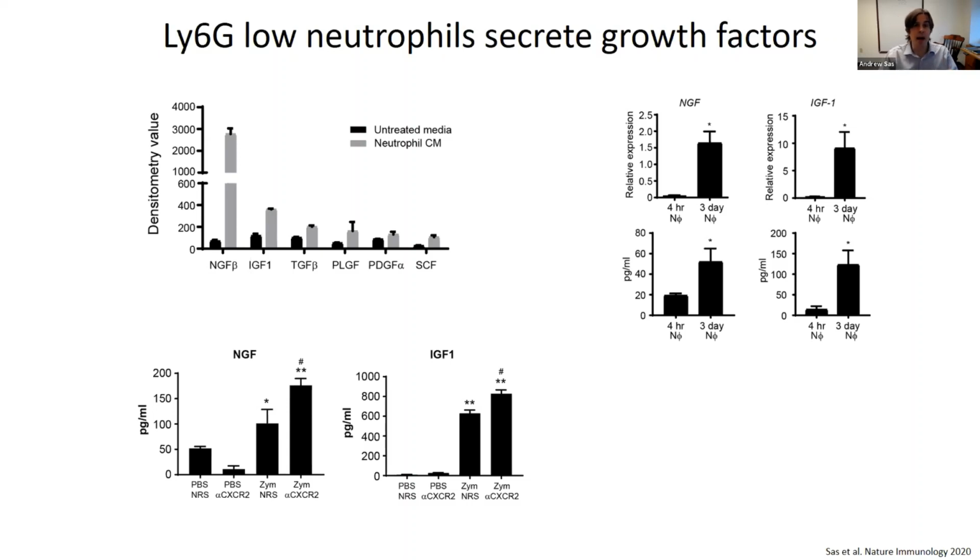I then went back to my optic nerve crush model, and we looked at the growth factors in the vitreal fluid of those mice. If the mice underwent optic nerve crush but were then injected with PBS, they did not have much expression of growth factors. But if they underwent optic nerve crush and then were injected with Zymosan, you had an increase in the presence of NGF and IGF. And when you use the anti-CXCR2 to inhibit the conventional chemotaxis and get those immature alternatively activated neutrophils, you got even higher levels of these growth factors.